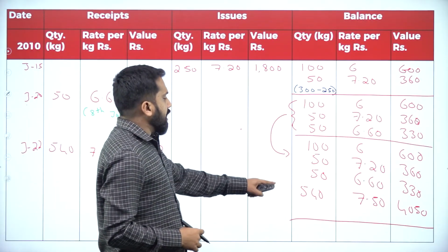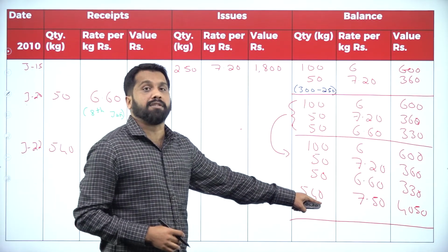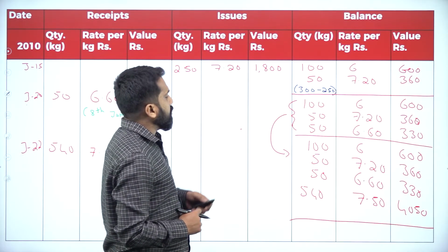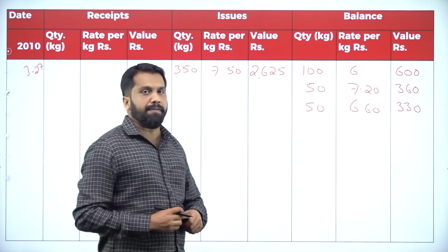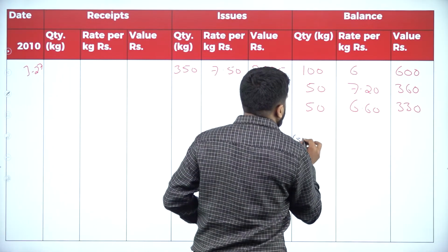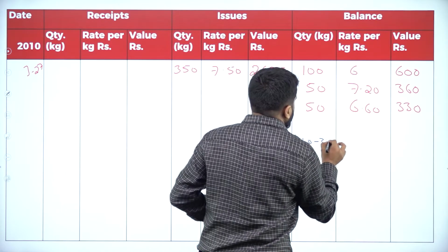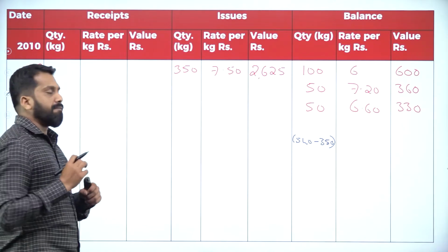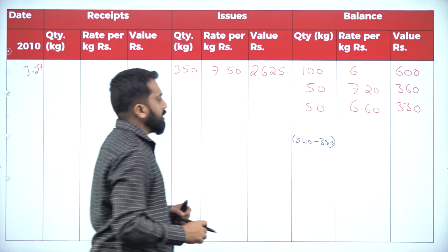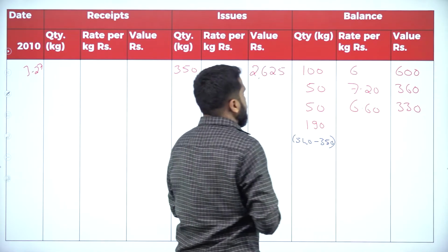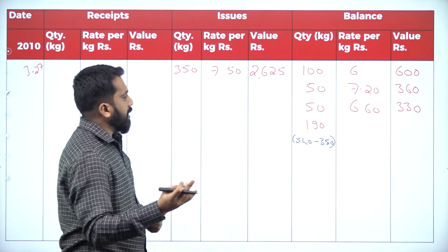Now, your last one, out of 540, how much have you used? You have used around 350. Remember, in this 540 minus 350, you have used 350. So, how much will you get? You will get around 190.